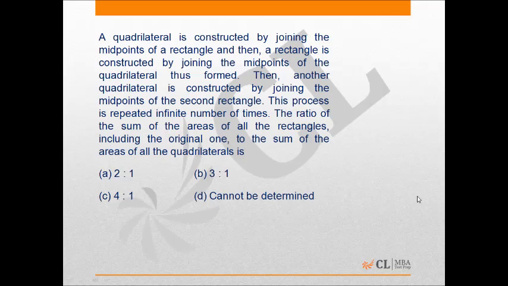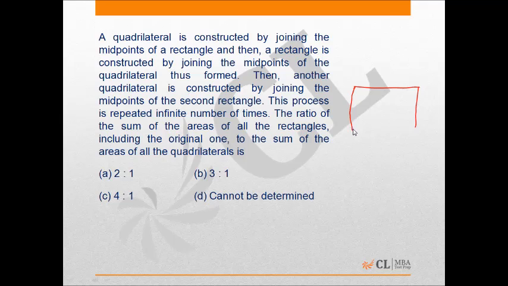In the question, a quadrilateral is constructed by joining the midpoints of a rectangle, and then a rectangle is constructed by joining the midpoints of the quadrilateral thus formed. Then another quadrilateral is constructed by joining the midpoints of the second rectangle, and this process is repeated an infinite number of times.